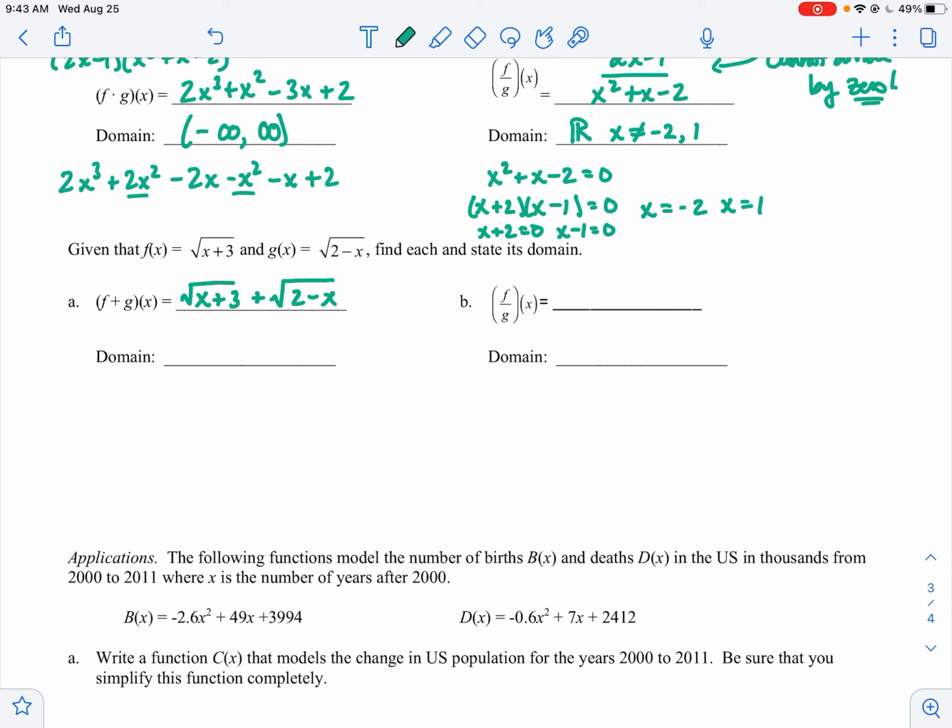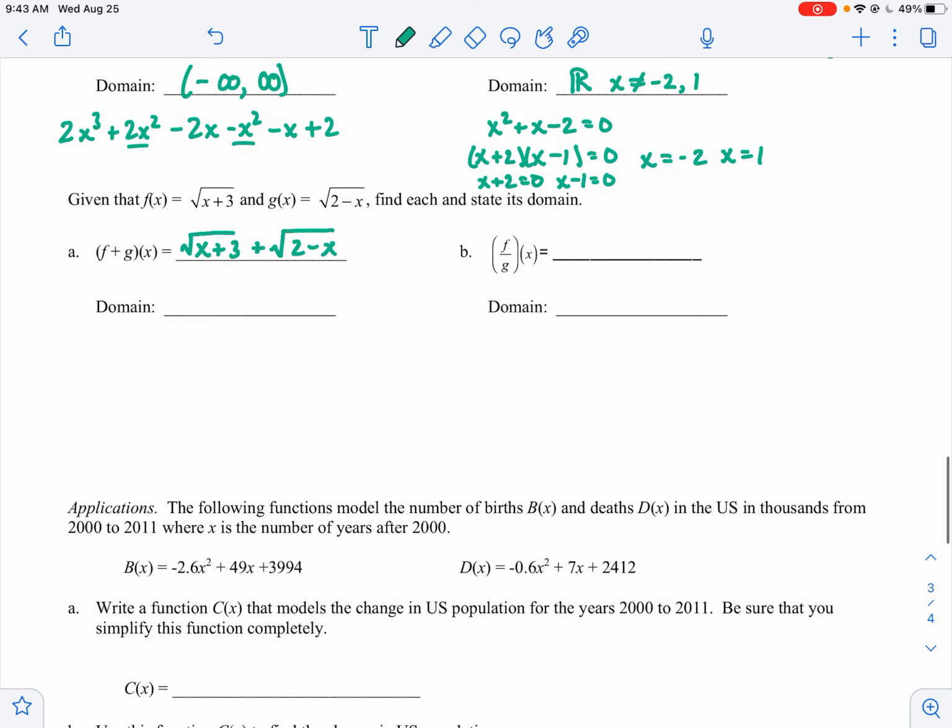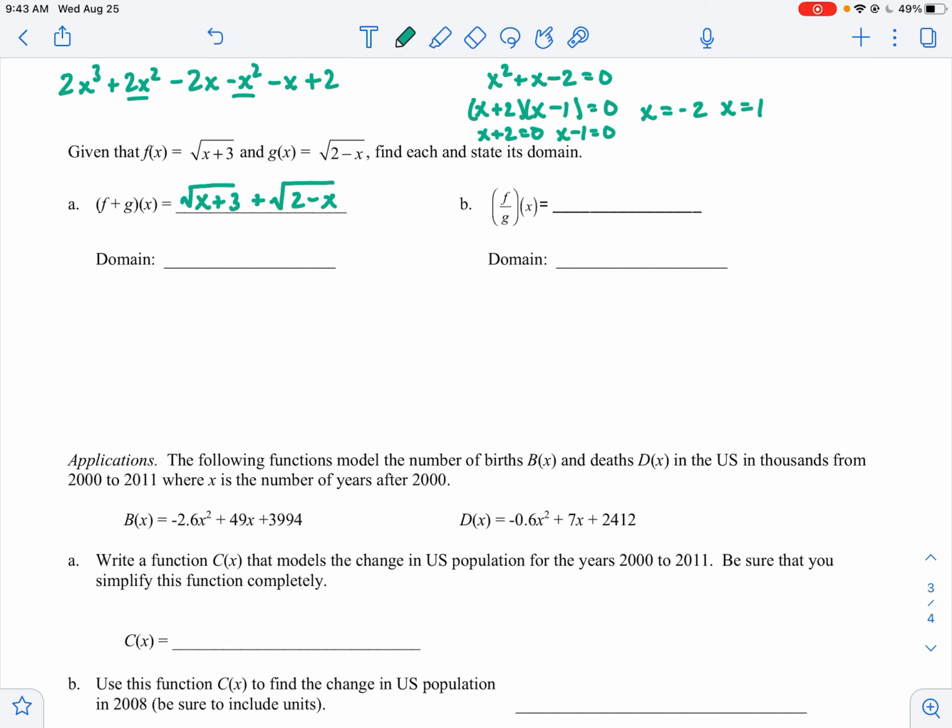Right? So the great thing is that f plus g is that. But for domain, it can be a little bit trickier. So that's why we actually want to look at this one, a little bit more interesting with the domain. So for the domain, it's saying, okay, well, let's take a look at each one of them individually. So let's take a look at the domain of f, right? And so for f, it was the square root of x plus 3.